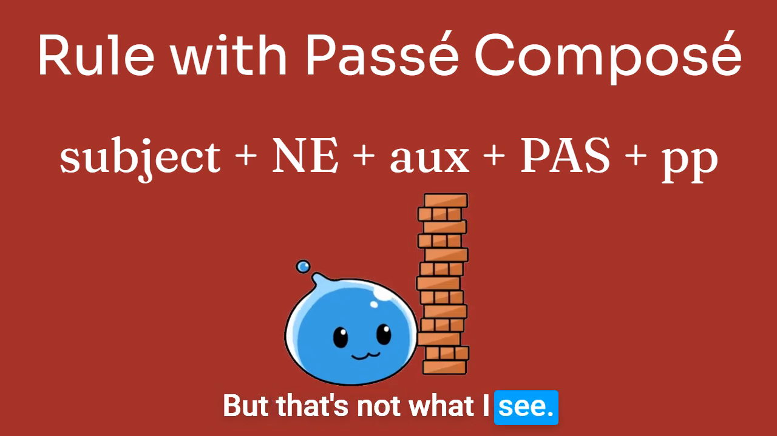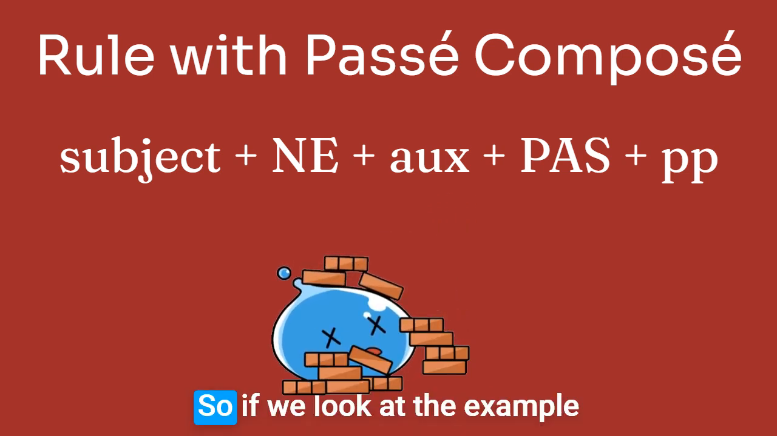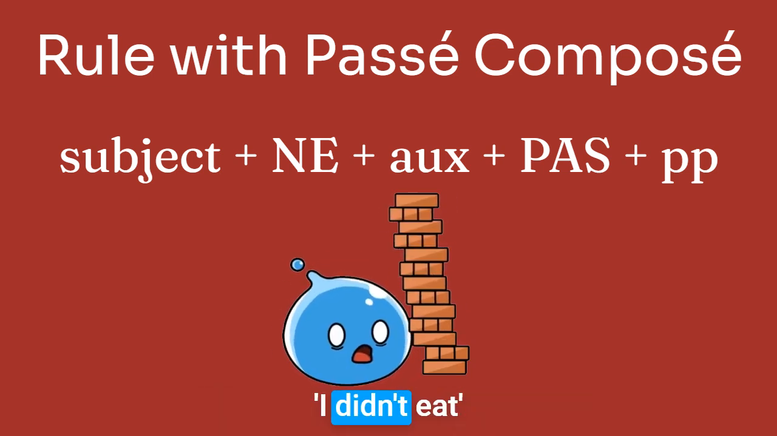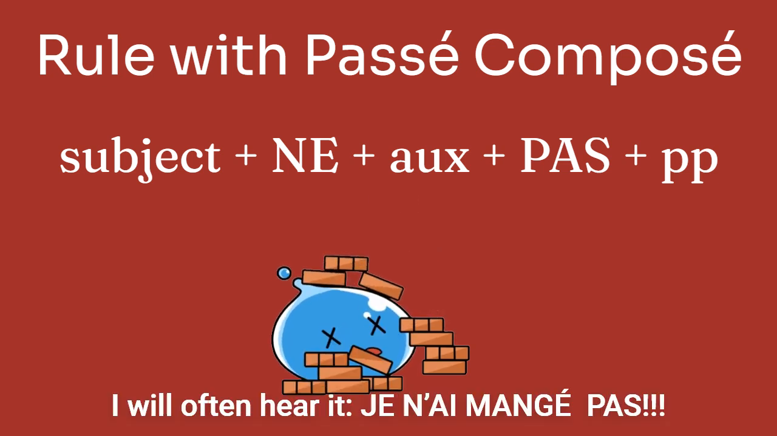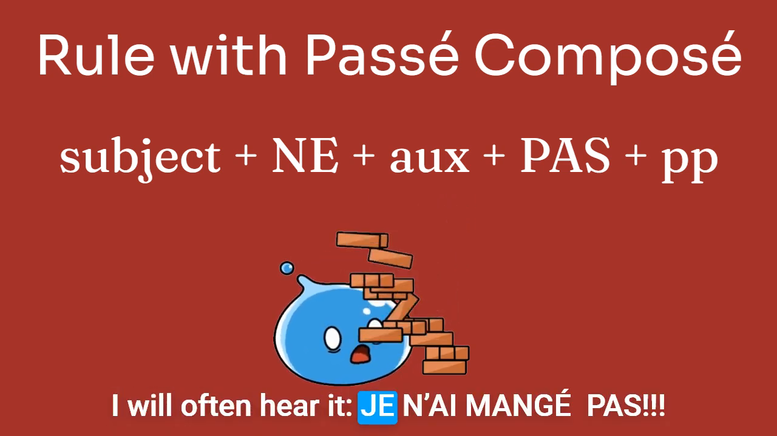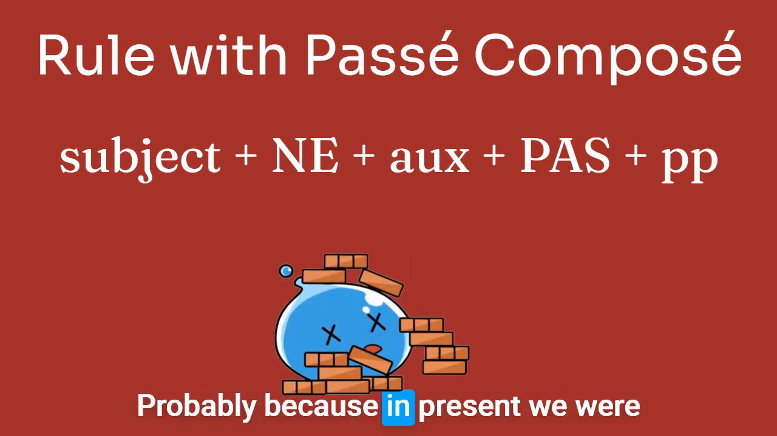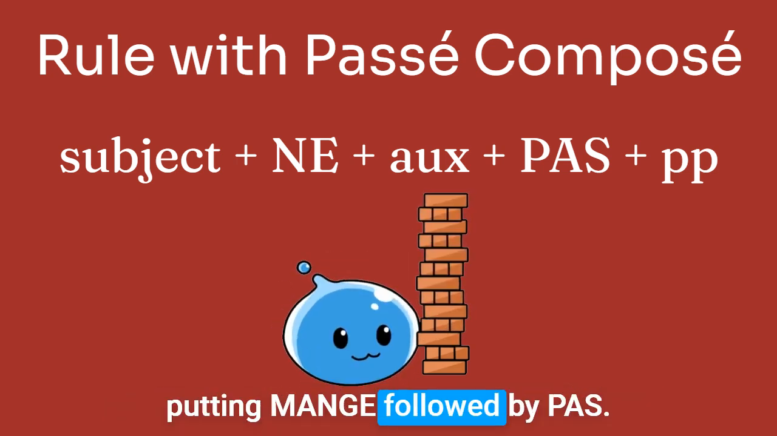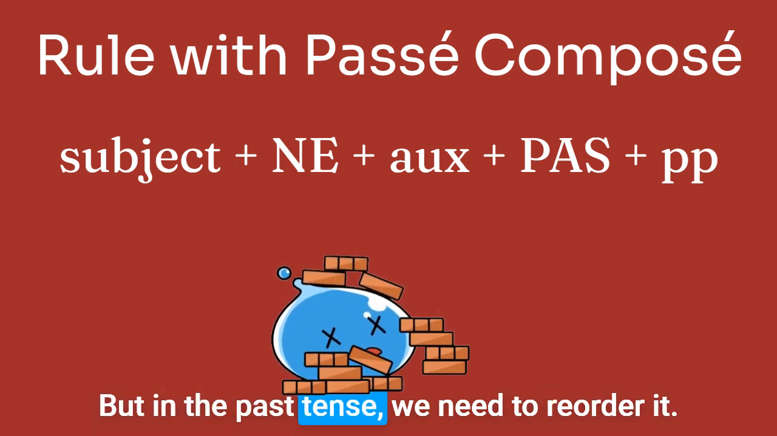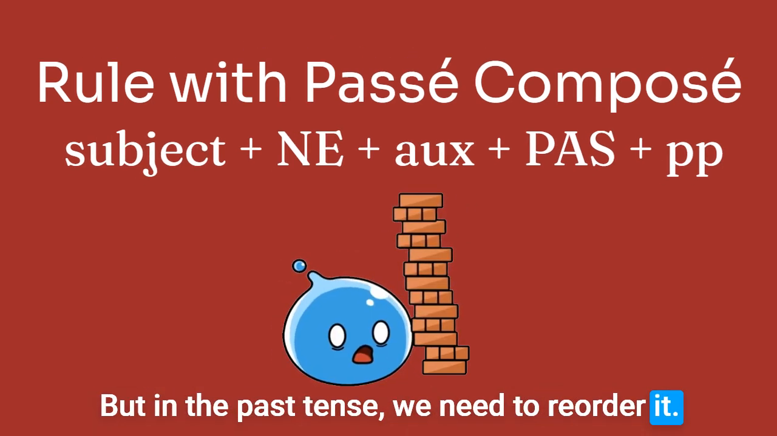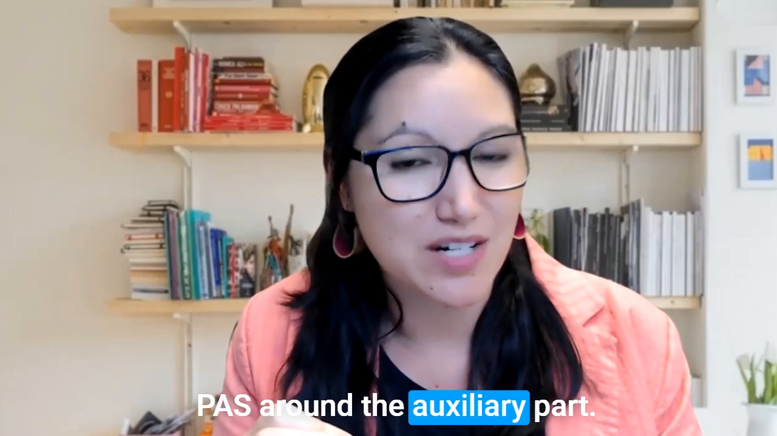But that's not what I see. So if we look at the example, I didn't eat, I will often hear it, "je n'ai mangé pas," probably because in present, we were putting mange followed by pas. But in the past tense, we need to reorder it. So you're going to put ne pas around the auxiliary part.